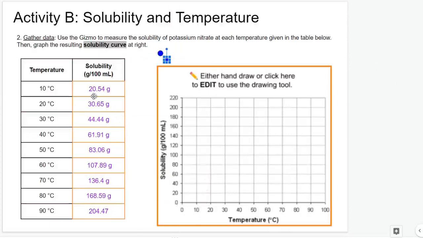So at 10 degrees, I can dissolve 20.5 grams. So 10 degrees, 20 grams, right about on that line. I'm going to hit Control V, paste another copy of that dot. At 20 degrees, I can dissolve 30 grams, well, 30.65. So I'm going to try and put it about halfway between the 20 and the 40. Google Slides won't let me get too exact because it wants to format it, but I'm doing the best I can.